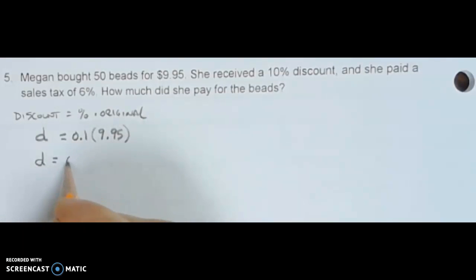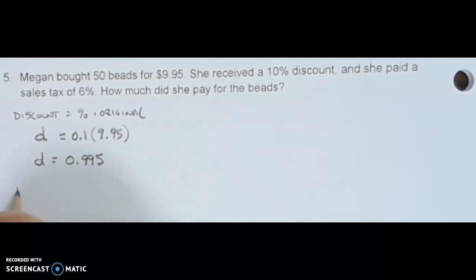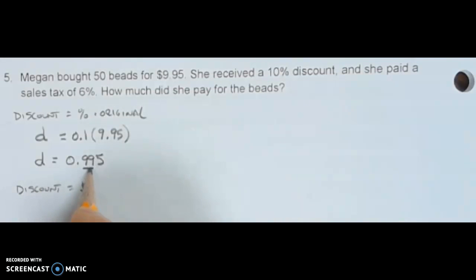When we do that, we get the decimal 995 thousandths. And again, remember that discount is money. So we have to go to the hundredths place, 99 hundredths, but we're going to move up to 100 hundredths, which is really $1. Okay, so our discount's going to be $1.